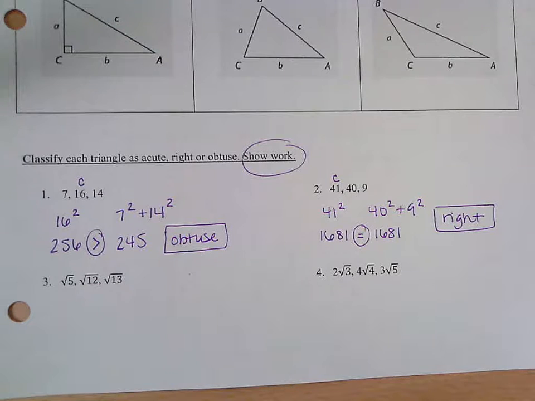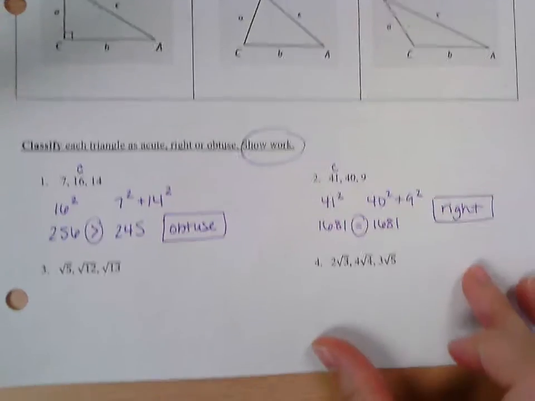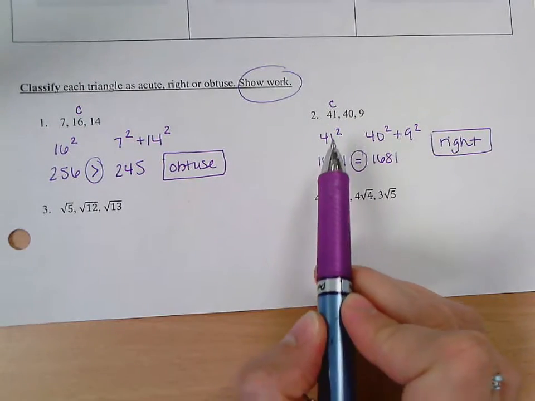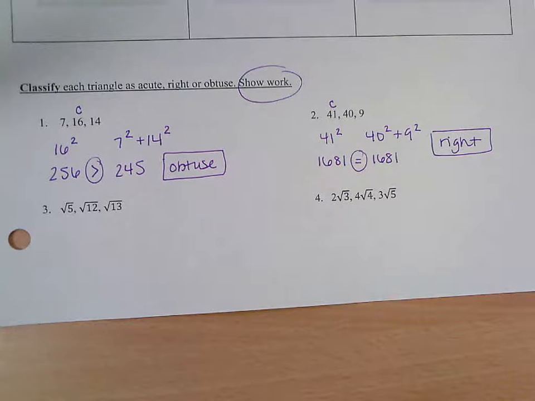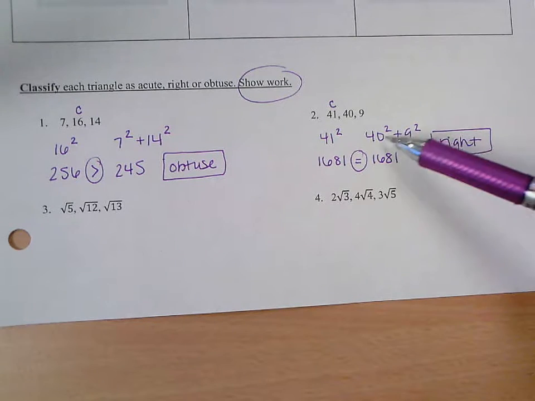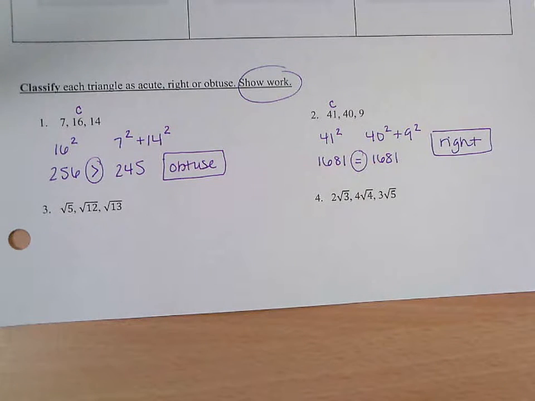All right, I didn't walk over there, so I apologize. If you have a question, though, let me know. You should have come up with this is a right triangle. All right, so 41 is your longest side. 41 squared is equal to 40 squared plus 9 squared. They're both 1,681. Are there any questions on that one? I know I didn't get to that side of the room, but there was a lot of talking, so I figured we were done and just waiting.